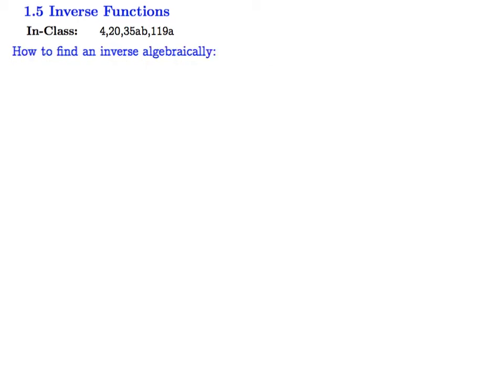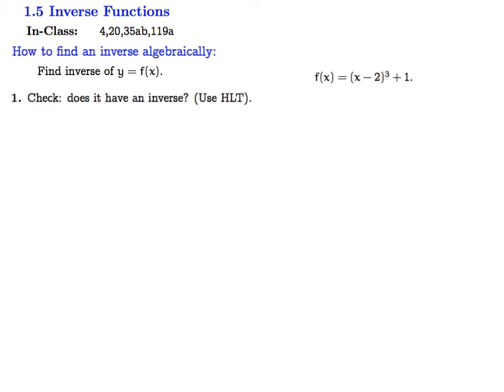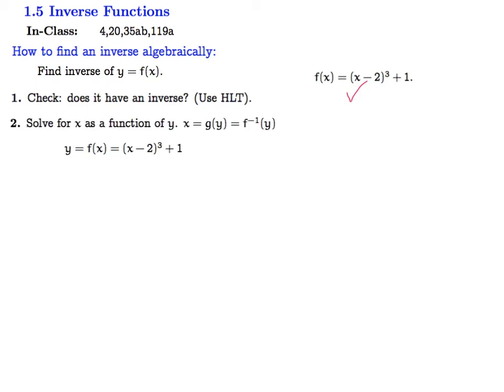So now the moment we've all been waiting for, we're going to go through how to find an inverse algebraically. That is, no more graphing, we're actually going to find the formula for it. So the first step before finding an inverse is to make sure it has an inverse, probably checking using the horizontal line test. As an example, we're going to use this function we've been using all along, f of x equals (x minus 2) cubed plus 1, and we checked this previously. We've already looked at the graph, and it passes the horizontal line test, so it's good to go.